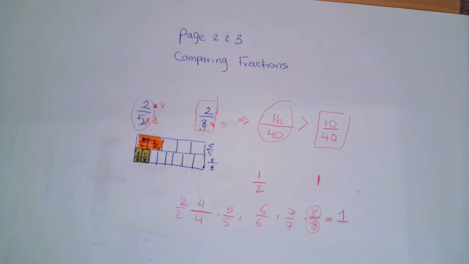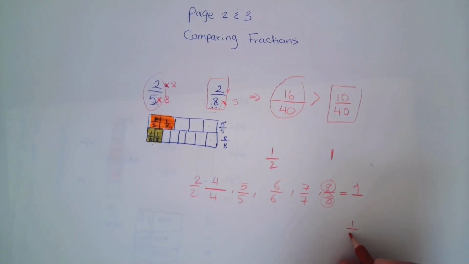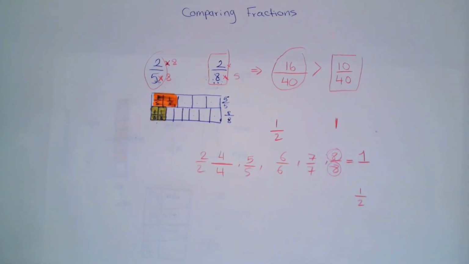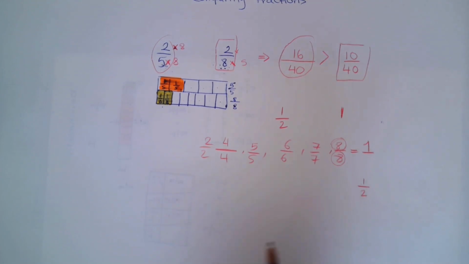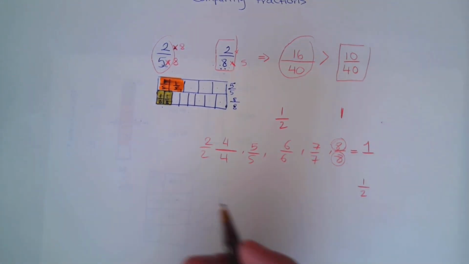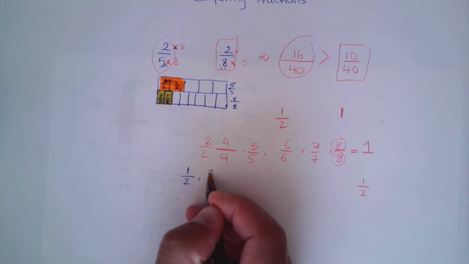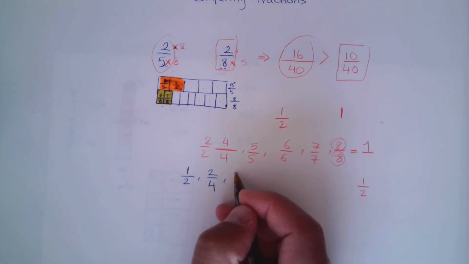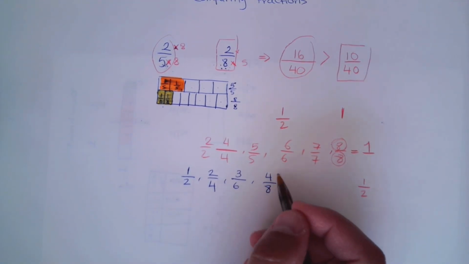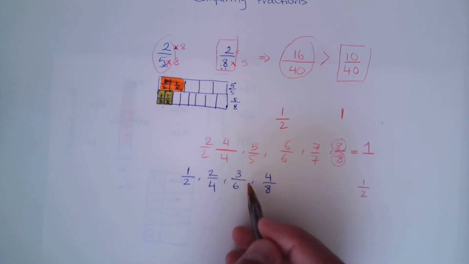You can use this benchmark, or you can use the half benchmark. So let me do this in a cleaner way. We said our whole would be the same number, numerator and denominator. The half would be 1/2, 2/4, 3/6, 4/8. Those are all, the top number is half of the bottom number. So 3/6, that is half.